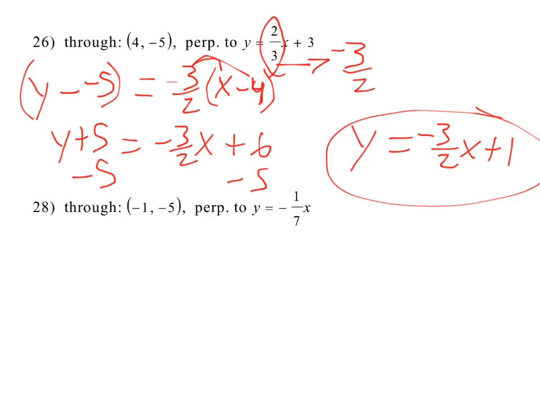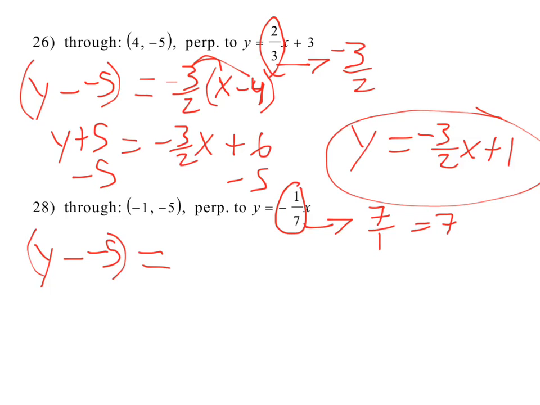And then finally, on 28, when you get perpendicular again, so we're going to take this, turn it upside down, change the sign. So that's just 7. And we can start using our formula, use these as our x1 and y1, y minus negative 5, which has been really popular this assignment. And then we got 7 in front of x minus negative 1. When you subtract a negative, same thing as adding positive, so we got 5 plus 5.